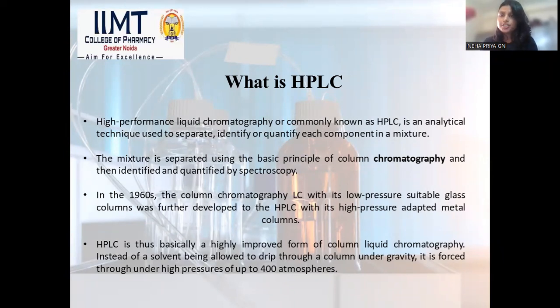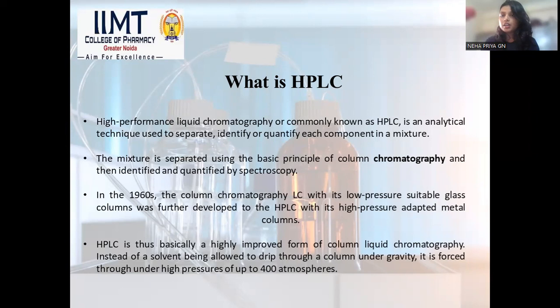But there was a certain limitation with the column, as it was not precise and accurate. So we went towards HPLC. In the 1960s, we used low pressure with suitable glass columns to separate the components, but the results did not improve and were not precise. Then we went for high pressure, and when we gave this high pressure, the results were more accurate and more precise. Thus, we went for HPLC.